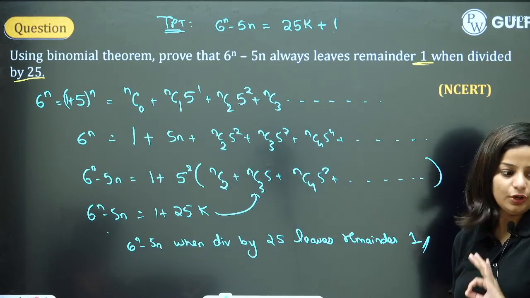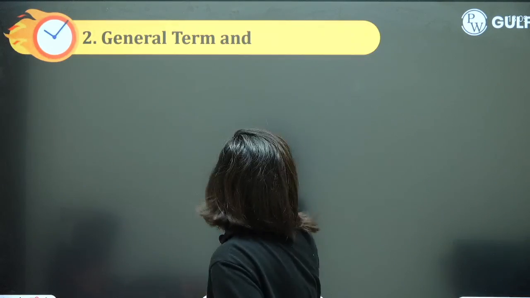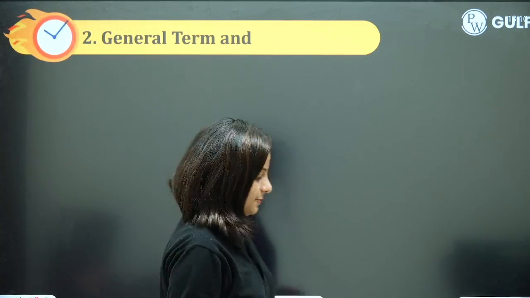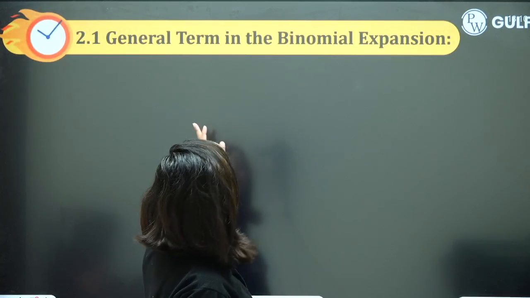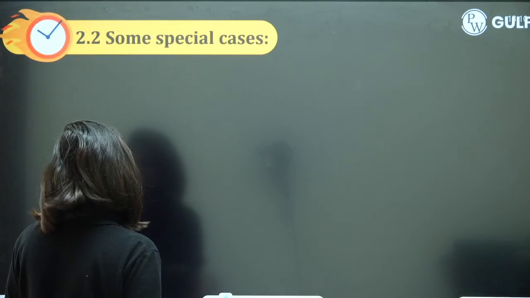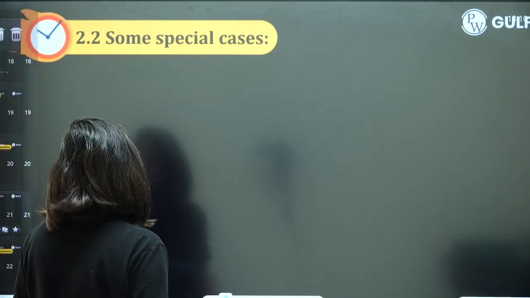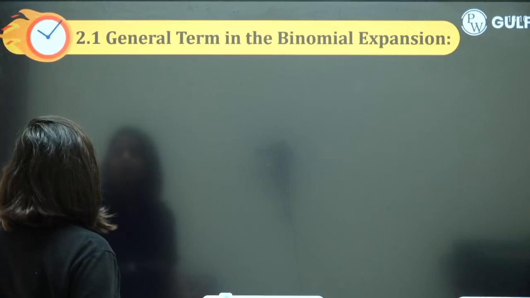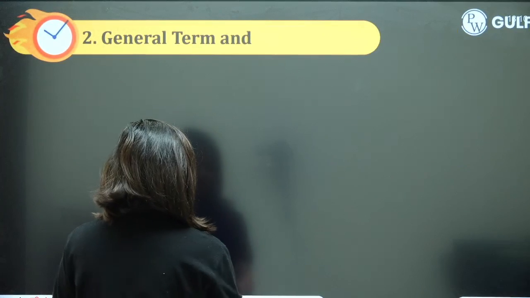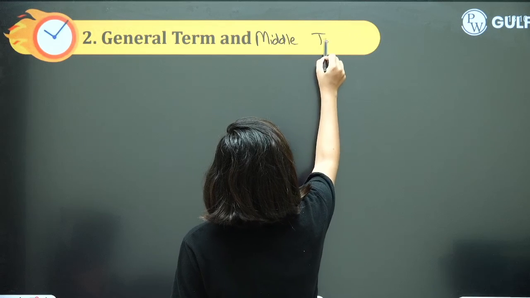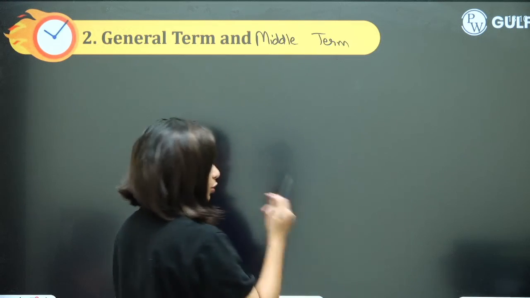Okay. Got it? Any question? So, this is the NCERT question. Let's move to the next part, which is general term and middle term. Where did the middle term go? One minute. The middle term is here. General term and middle term. Let us check the formulas of both of them.